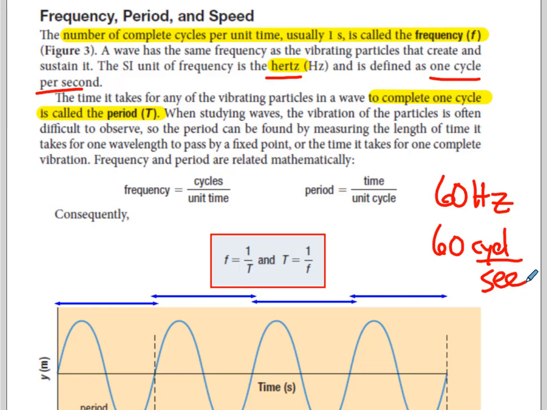We have a nice little red box down here, which you always know includes an important formula. Frequency is 1 over the period, and period is equal to 1 over frequency. Again, frequency is cycles per unit time, and period is time per unit cycle. Once you've done a few of these, it becomes really straightforward. It's not that complicated, so don't panic right now.